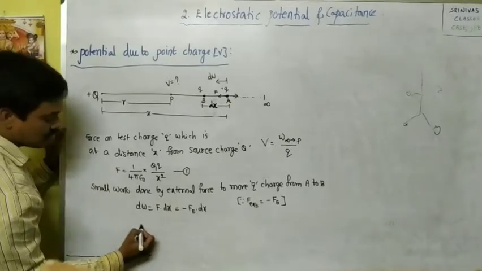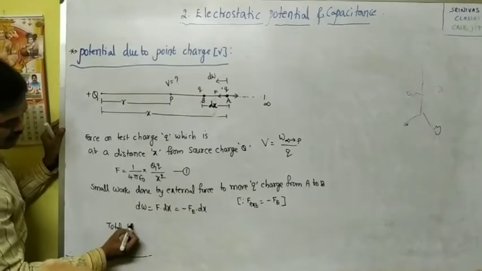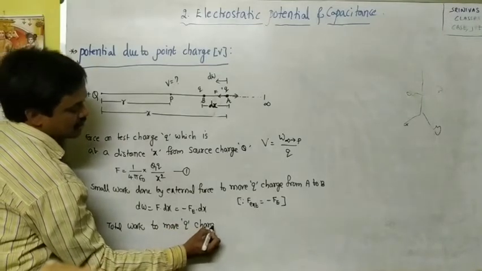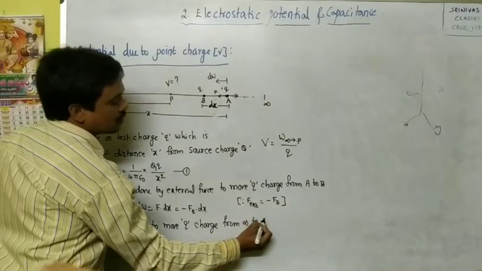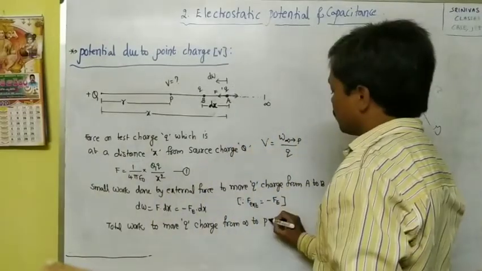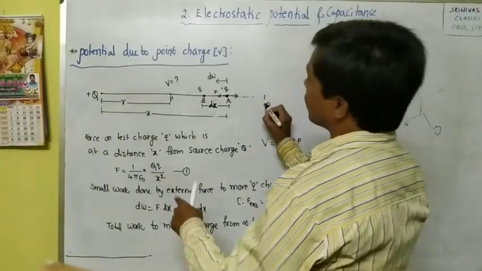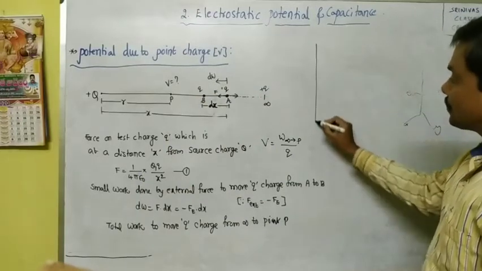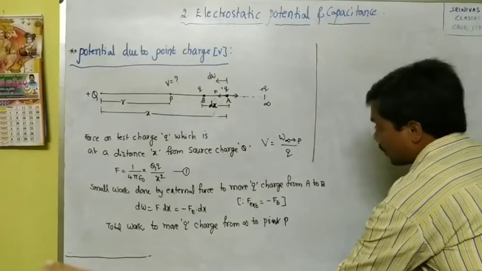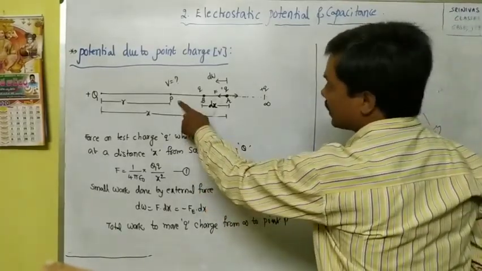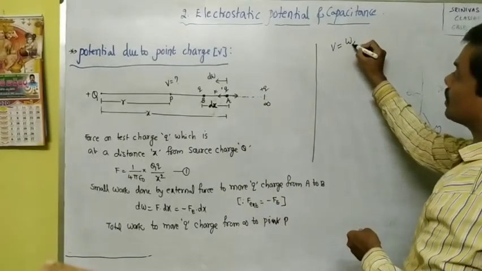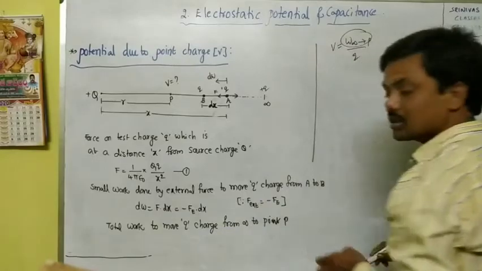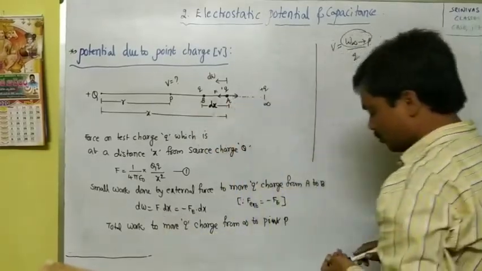And now we have to calculate the total work to move the Q charge from infinity to point P. I want to move the Q charge from infinity to point P. For that, how much work do we have to calculate? It is very simple: to find the potential at point P, the potential formula is the work done to move from infinity to point P by the Q charge. Then we have to calculate the work done. Yes, first the small work to move from A to B, later the total work to move from infinity to point P.